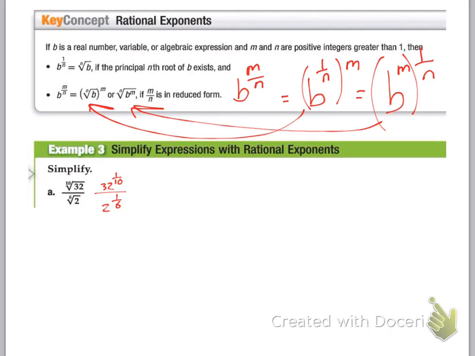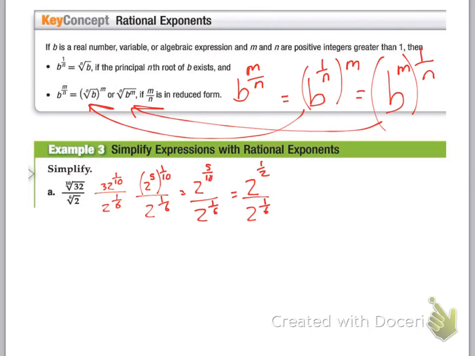I would take 32 and make it base 2, which means 32 is really 2 to the 5th power, and that's to the 1/10 power because of power of a power, over 2 to the 1/6. Well, you need to recognize that because you have power of a power, you're going to multiply, which leads us to 2 to the 5 over 10, over 2 to the 1/6. Reducing some more, I get 2 to the 1/2 power over 2 to the 1/6.